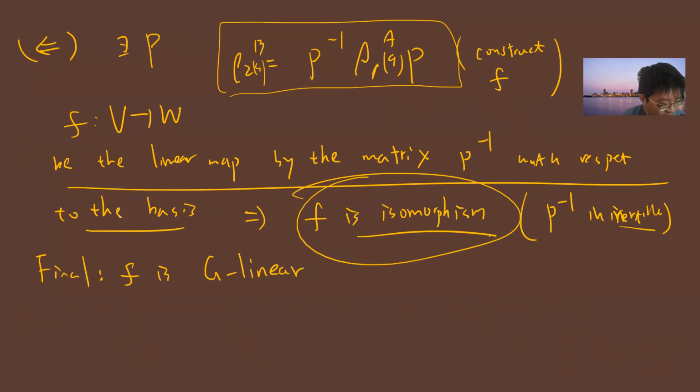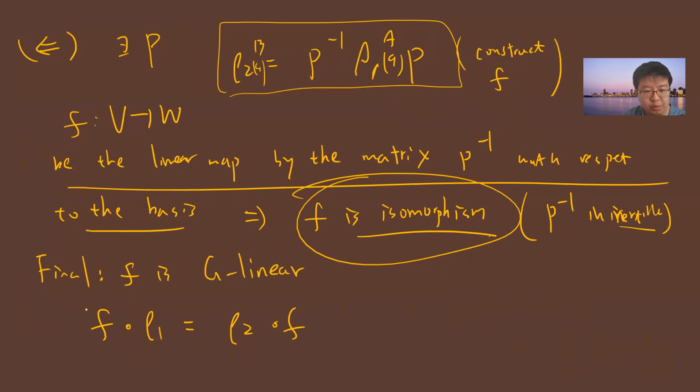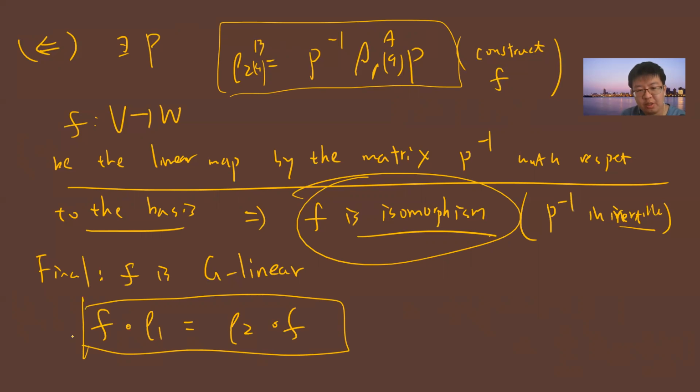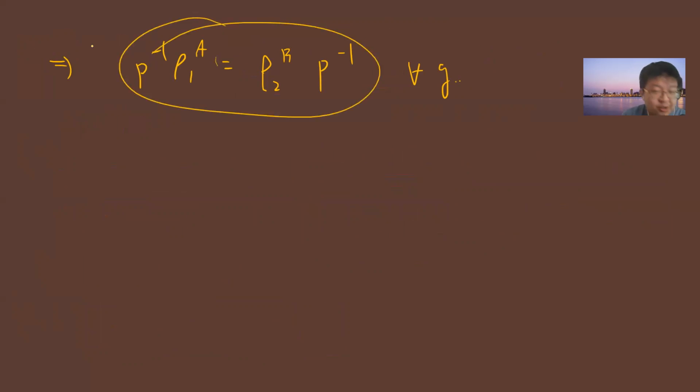So we want to show this. What we need to show is just that f ρ1 is the same as ρ2 f, right? Now I'm being so lazy. But this matrix algebra tells you that Pρ1(g) is the same as ρ2(g)P, or ρ1(g) = P ρ2(g) P inverse, for any g. So now everything becomes easy, because in a certain basis, this sentence is exactly the same as this sentence. So you're done.